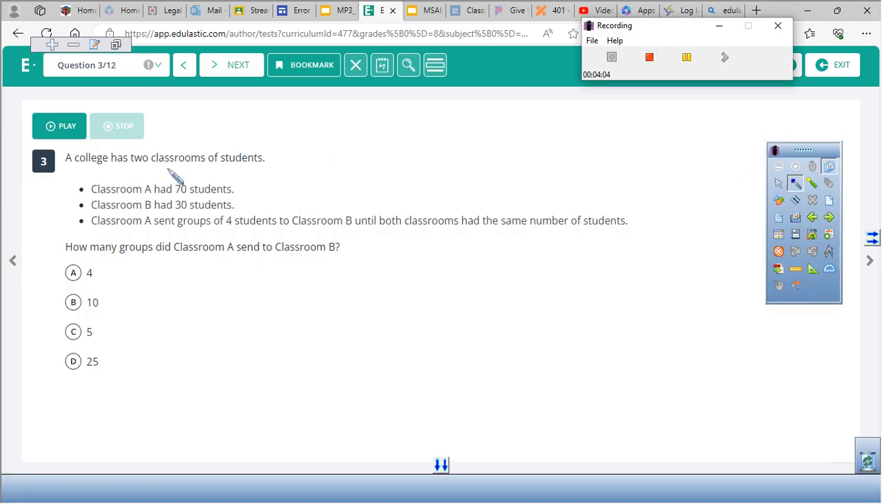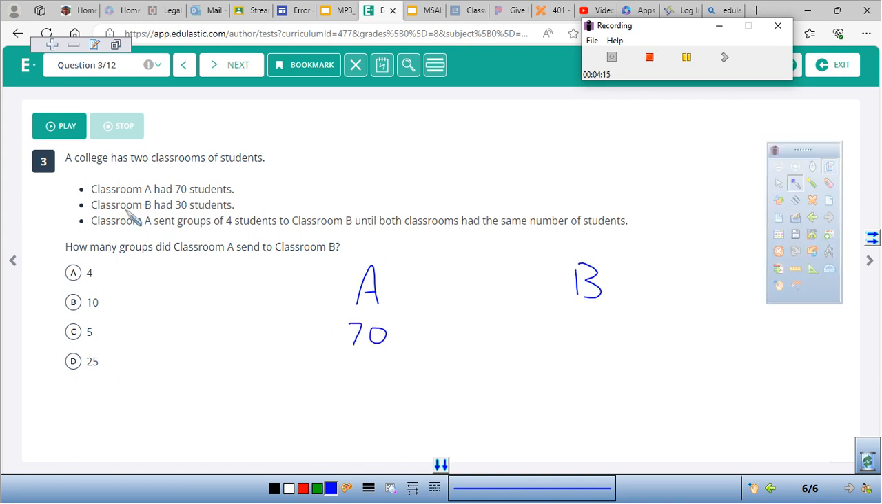Okay, a college has 2 classrooms of students, so we'll go with classroom A and classroom B. Classroom A has 70 students, so this one has 70. Classroom B has 30 students. Okay, that's a starting point, I can tell you that much. It's already going to be y equals mx plus b, but it's probably going to be y1 and then y2 equals mx plus b.